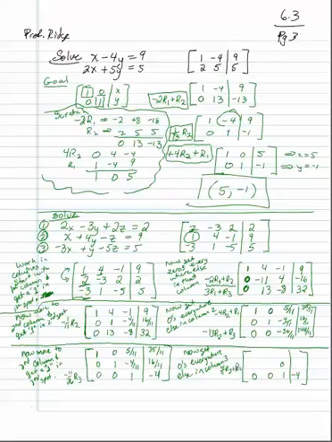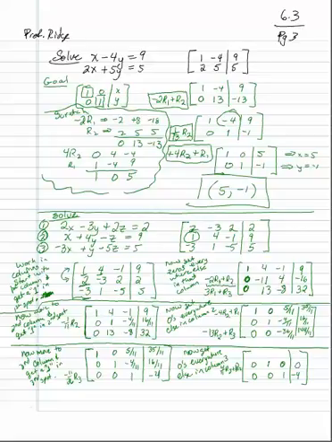Let's go ahead and do it. So 0 plus 0 is 0, 0 plus 1 is 1, 4/11 plus negative 4/11 is 0, and then negative 16/11 plus 16/11 is 0.